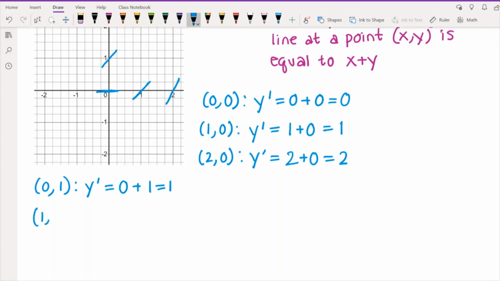And (1, 1), we would have 1 plus 1, which is 2. So that means that at the point (1, 1), we're going to have a slope of 2. So the graph is going to look more like that.